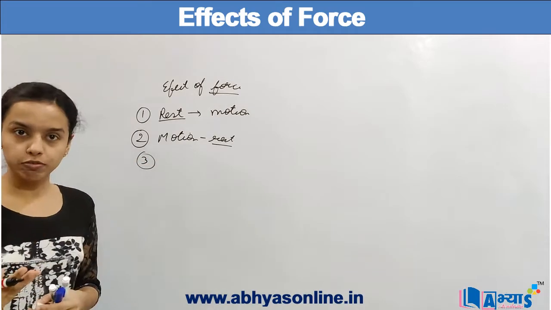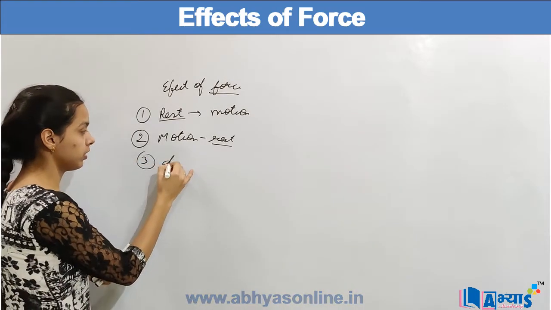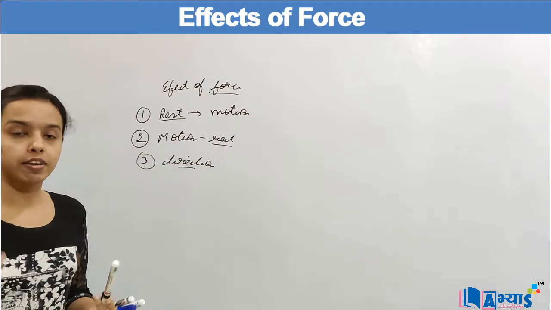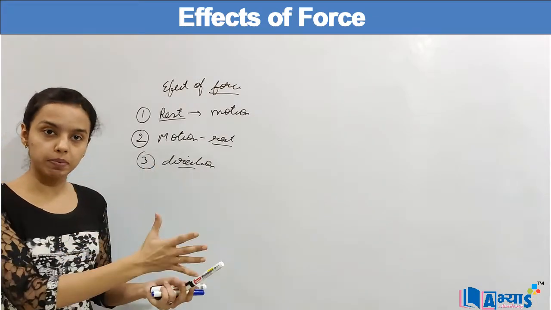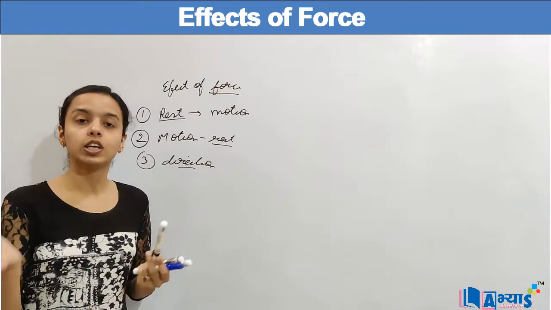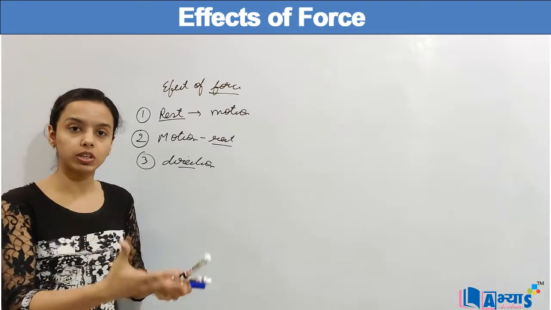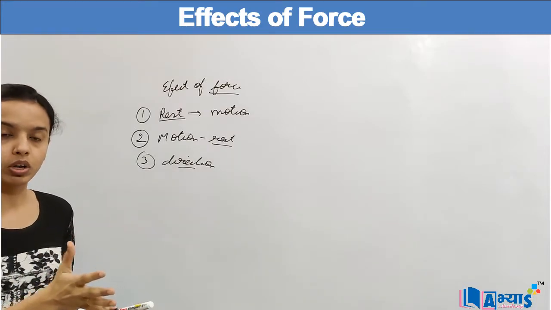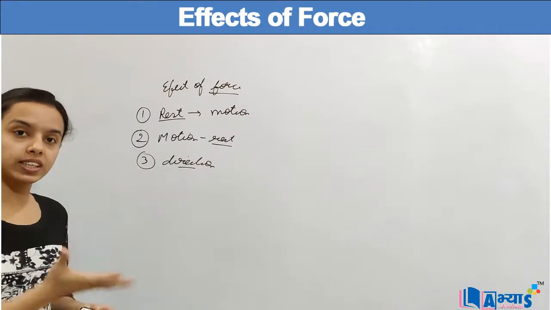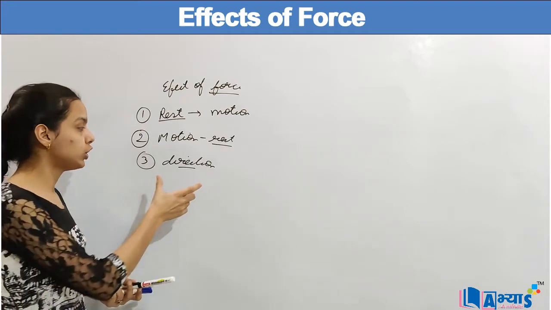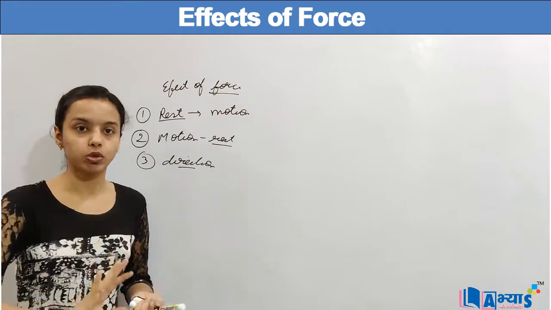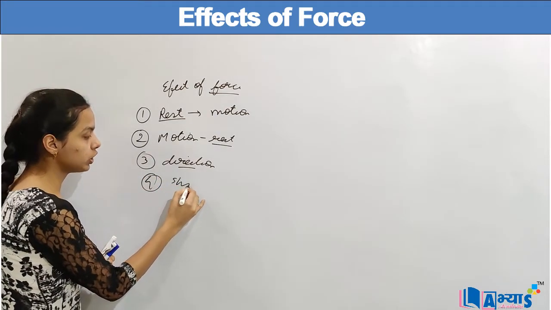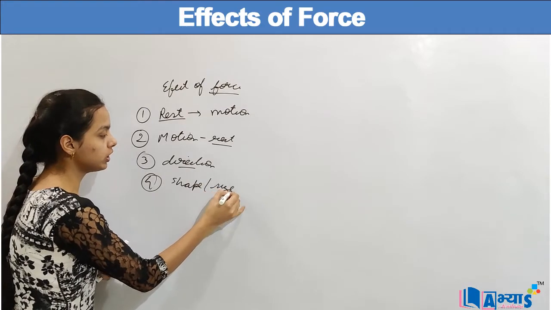The third effect of force can be a change in direction. For example, in a football match, if one player passes the ball to another player with the help of his feet, he applies force on the ball to send it in some other direction. The force is used to change the direction of the ball according to the game. That is one application of change in direction by the application of force.